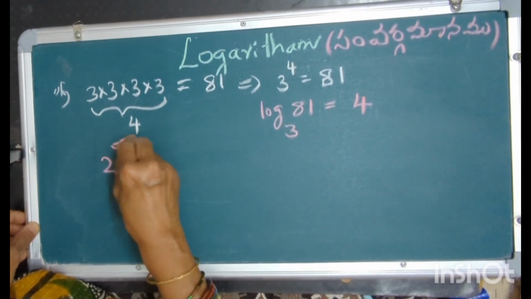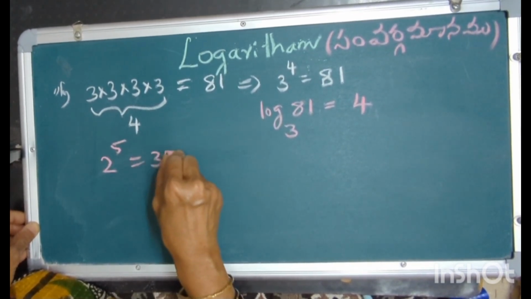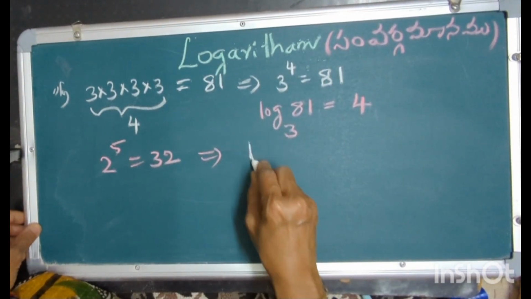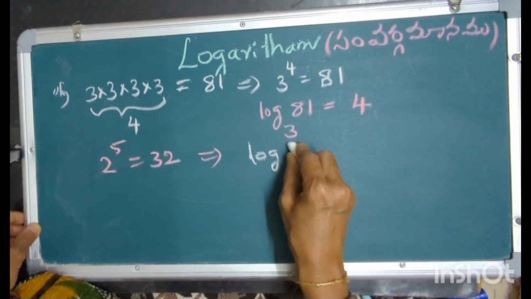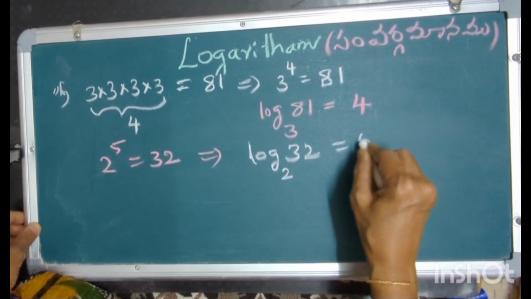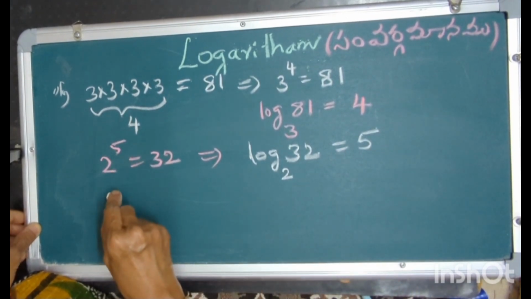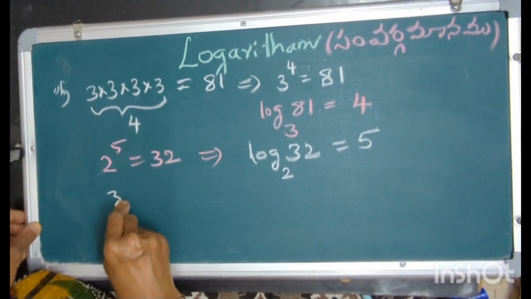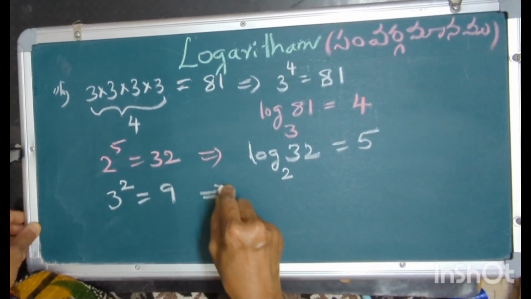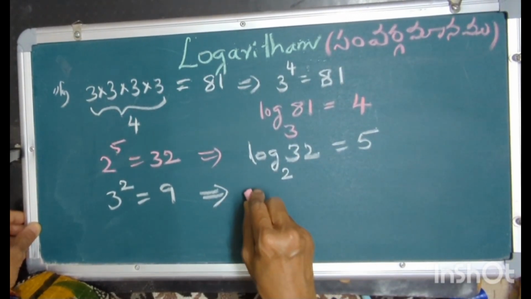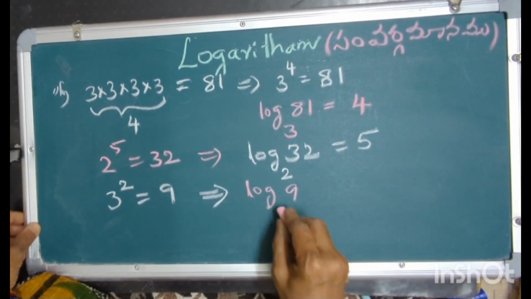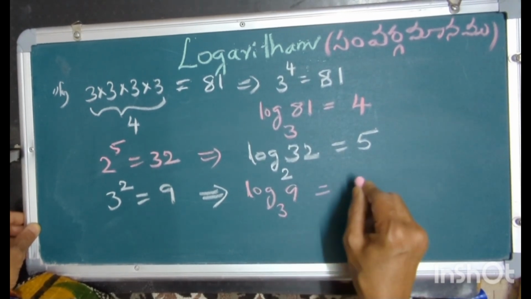Similarly 2 to the power of 5 is equal to 32. So we express this in logarithmic form. Log 32 base 2 is equal to 5. Similarly 3 square is equal to 9. This we can express as logarithm of 9 base 3 is equal to 2.